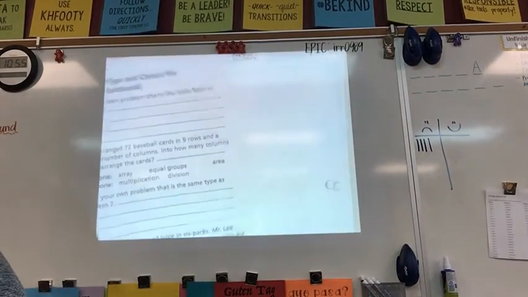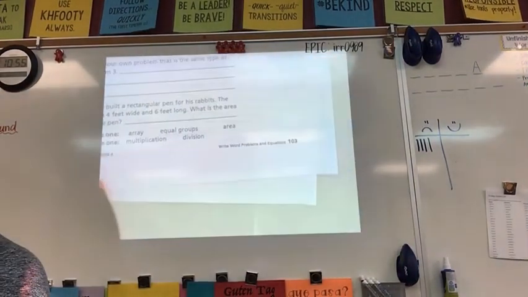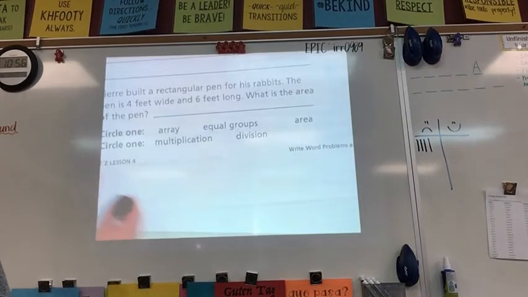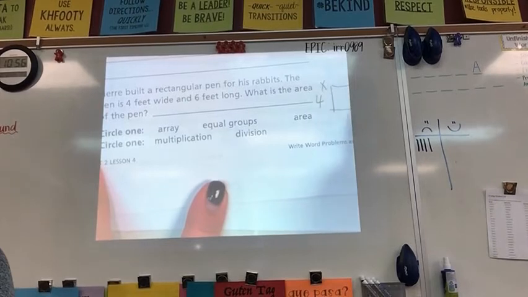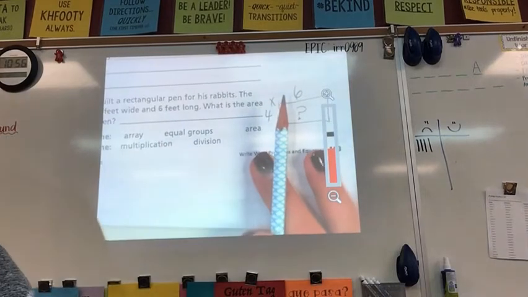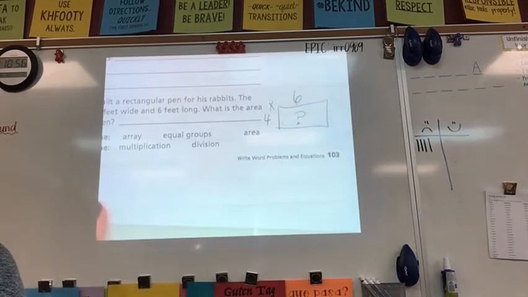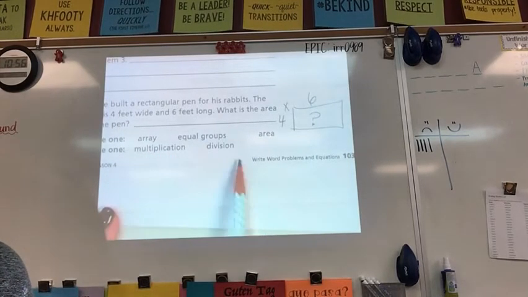This says the same as problem 5, so let's solve problem 5. Pierre built a rectangular pen for his rabbits. The pen is 4 feet wide and 6 feet long, so it's a 4x6 pen. What is the area of the pen? Brielle, what is it? Area. Do you know what's nice? The words in that phrase told you what type of problem it is and what operation we're doing. What's the type of problem, friends?